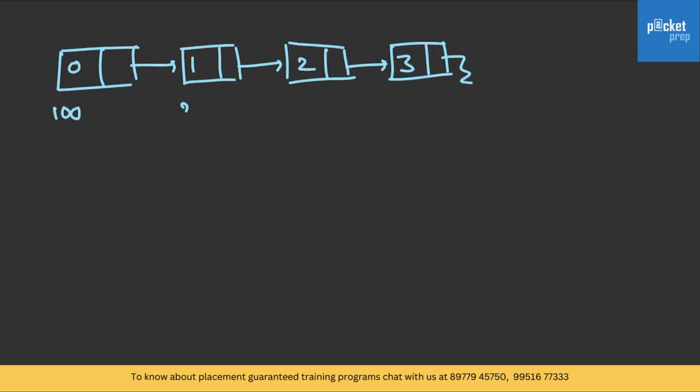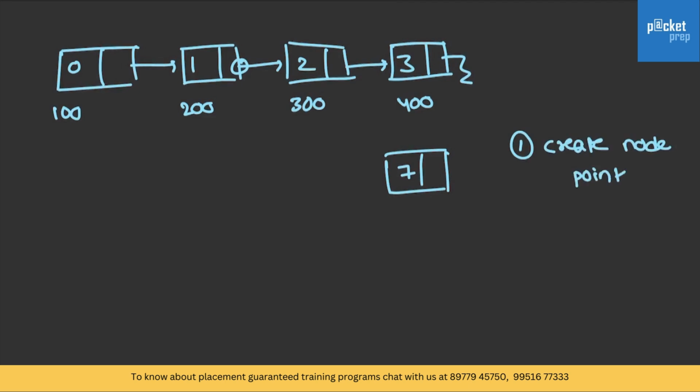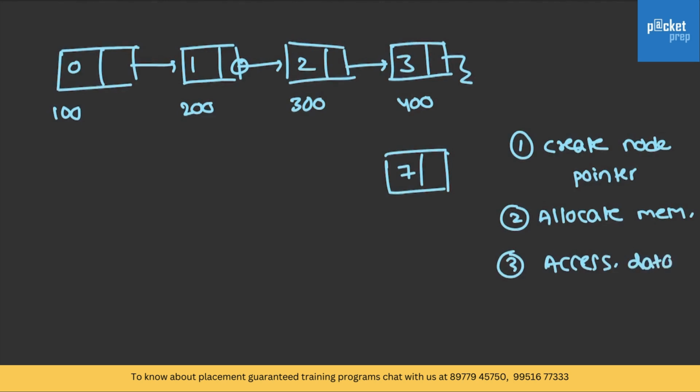Let's say these are at locations 100, 200, 300, 400 respectively. If you want to insert data, suppose 7, this has to be inserted at this position. So first you have to create a node, maybe with a pointer. Second, you have to allocate memory. Third, access data and next pointer. After these 3 steps, the node has been created and it has been pointed to null. All these steps have been discussed previously, and if you want, you can refer to them.